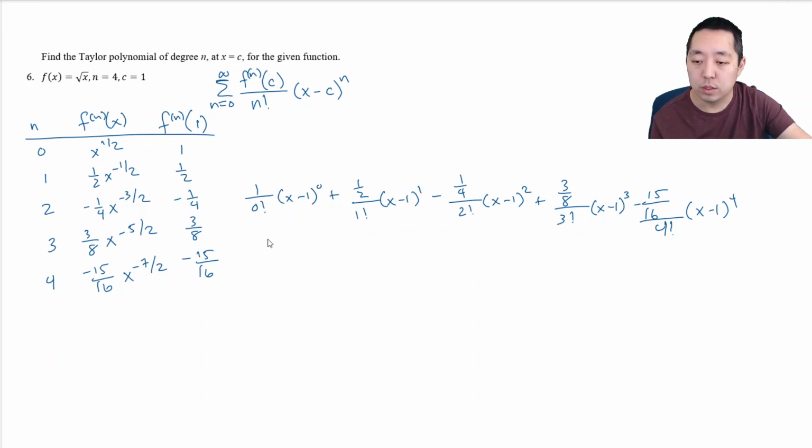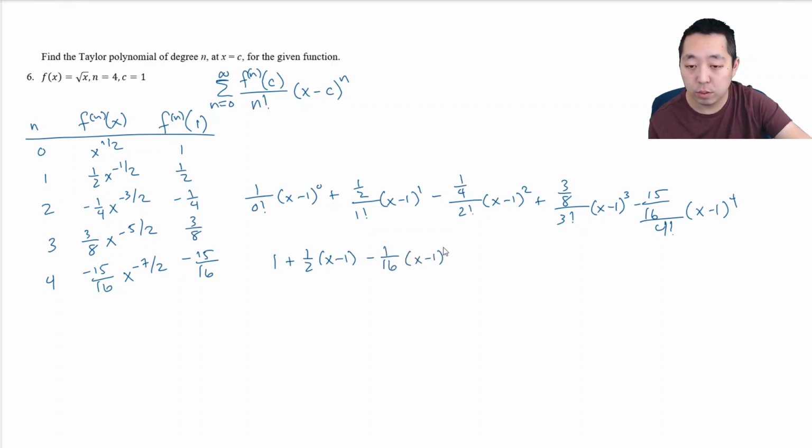So this is all just 1. This is going to be 1/2 x minus 1. 1/4 over 4 is minus 1 over 16th, x minus 1 squared. This is 3/8 divided by 6. That's 1/16th. Wait, 3/8 over 6 is, that's going to be a 2. Yeah, 1 over 16, x minus 1 cubed.